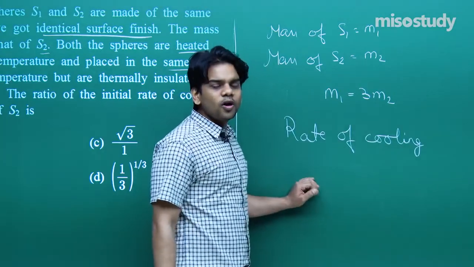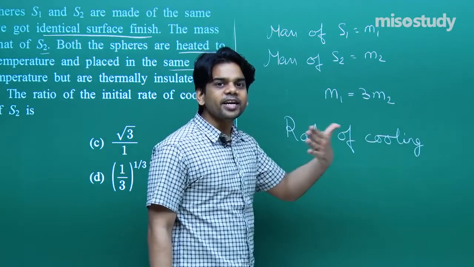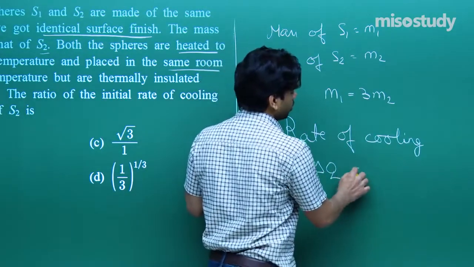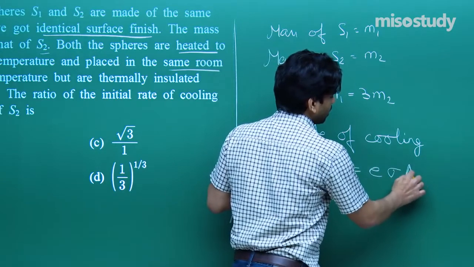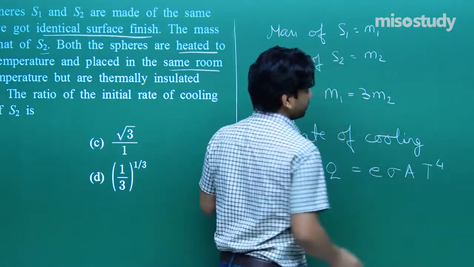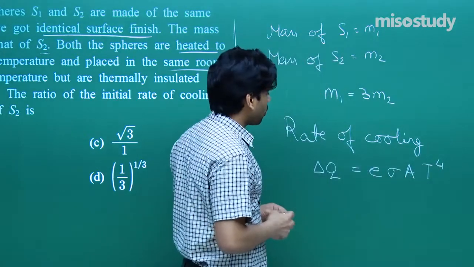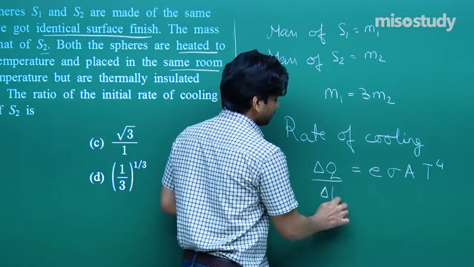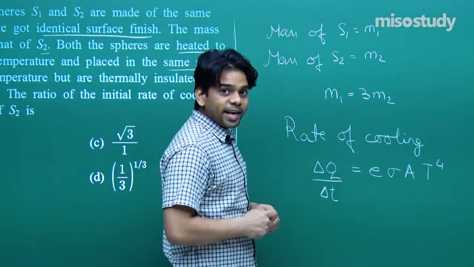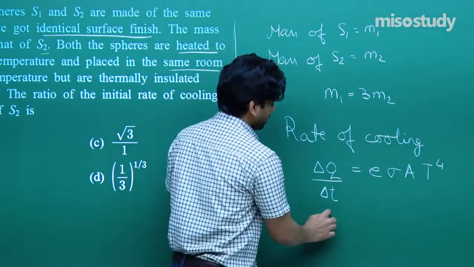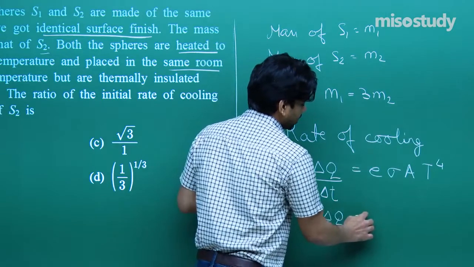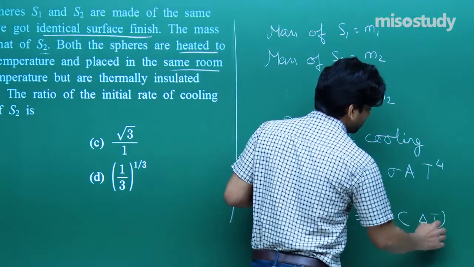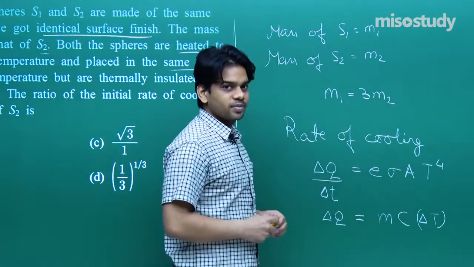Now see here, we all know that the heat radiated, delta Q, is equal to E sigma A T to the power 4. This is the rate of heat energy emitted, delta Q by delta t. This is equation 1. And next we know that the heat radiated can also be written as delta Q is equal to M C delta T. This is equation 2.